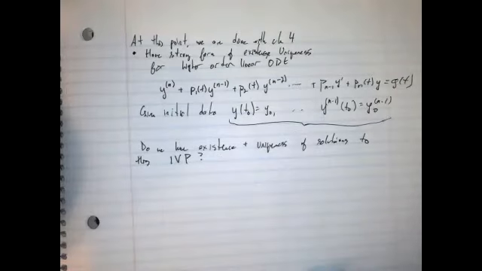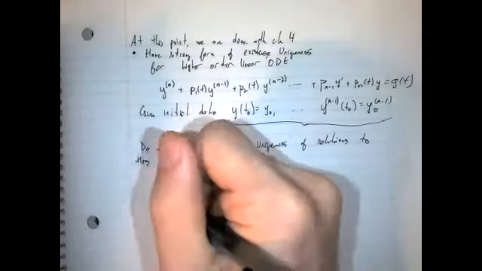What is the answer? Do we have a theorem which gives us existence and uniqueness? Yes, as long as all of those p functions and g are continuous on an interval that includes the initial points. Exactly. This is material from 4.1, so this is material that you should be comfortable with for the midterm tomorrow.